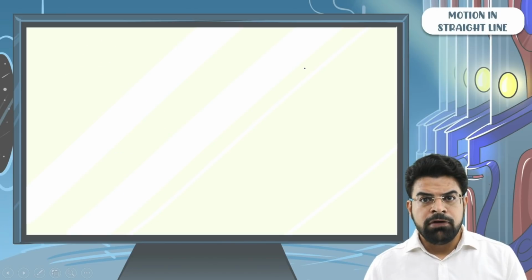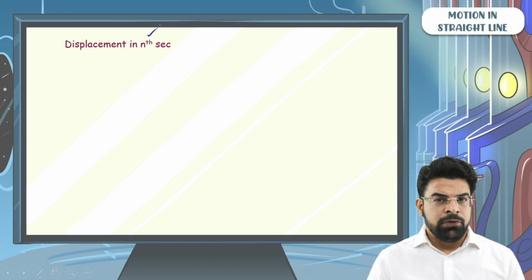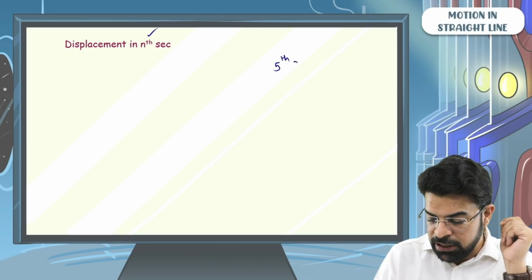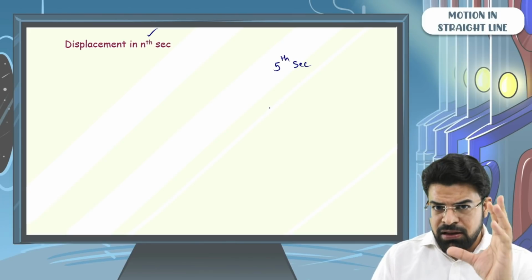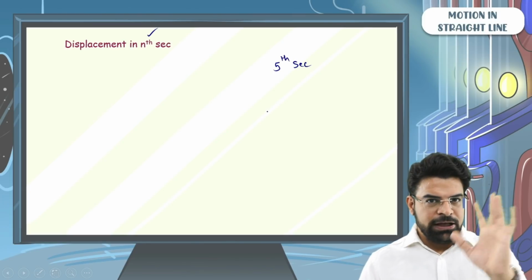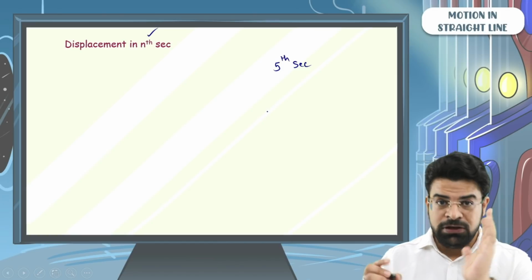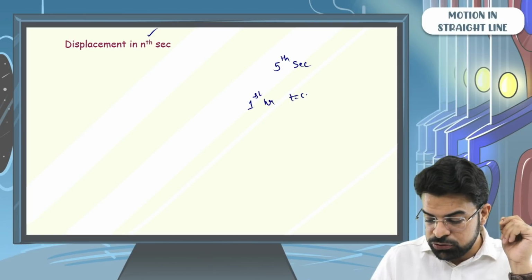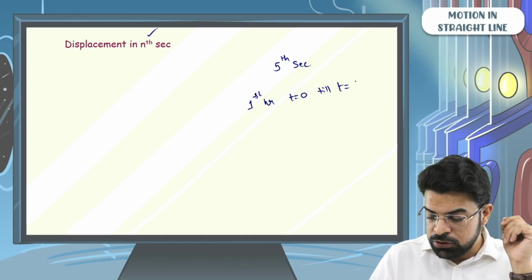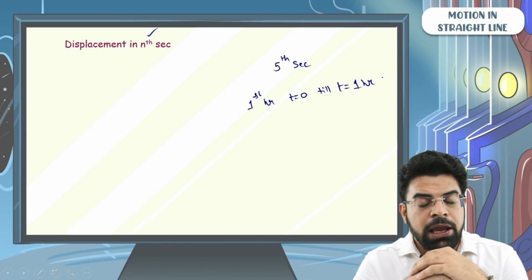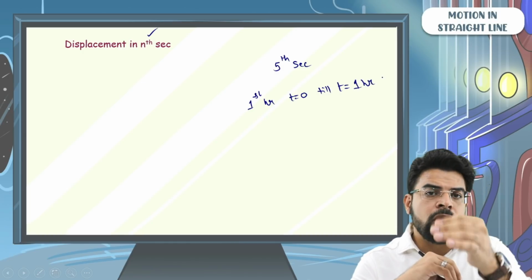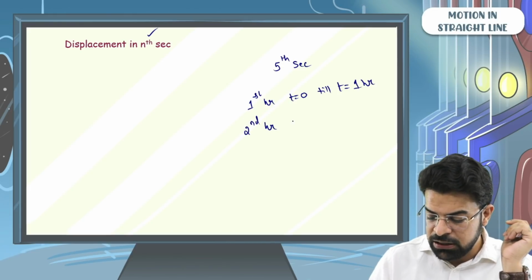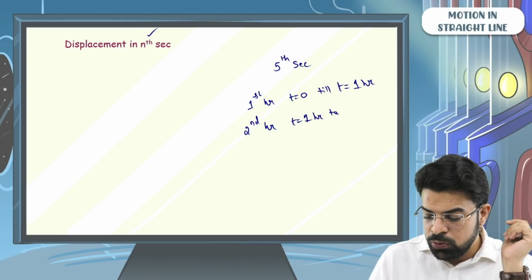So now we will talk about displacement in nth second. First thing, we need to understand what is the meaning of nth second. What is the meaning of fifth second? Let's take an example. If I say that in the first hour of lecture, we are going to study this, what is the meaning of first hour? So you will say, sir, first hour means that time equals 0 till time equals 1 hour. If I say in the second hour, we will talk about this particular subtopic, second hour of lecture means time equals 1 hour to time equals 2 hours.